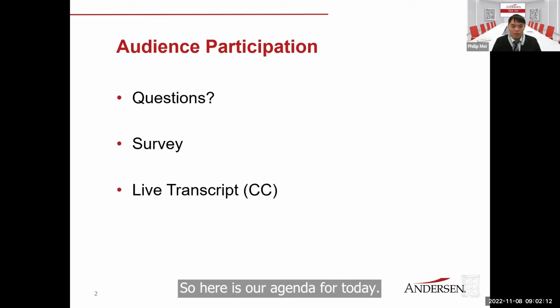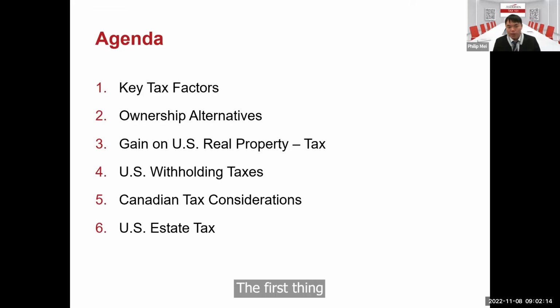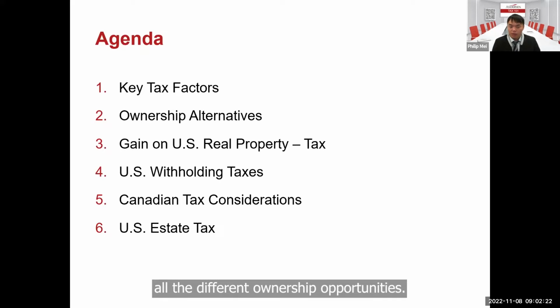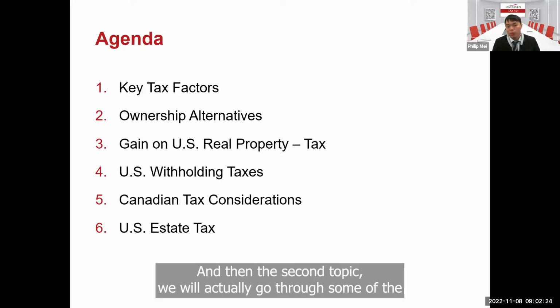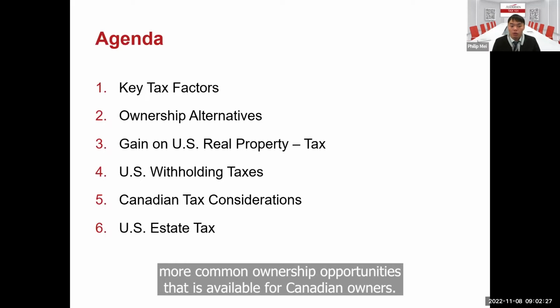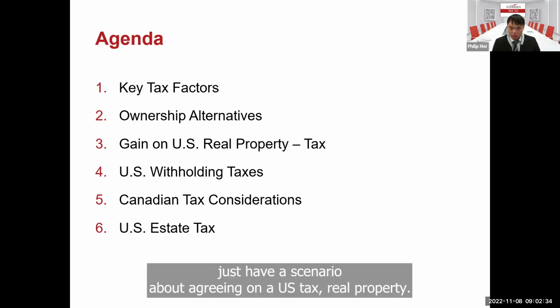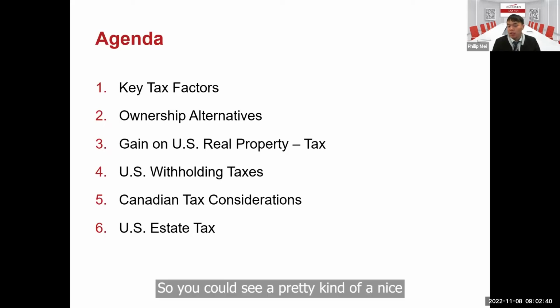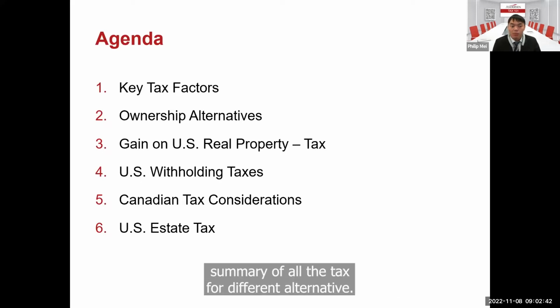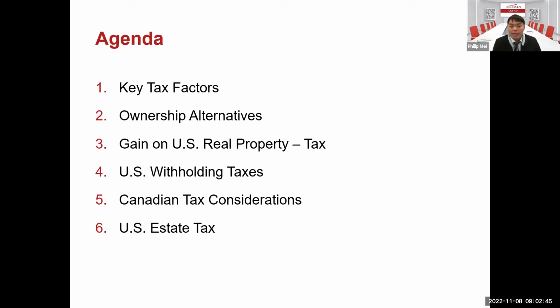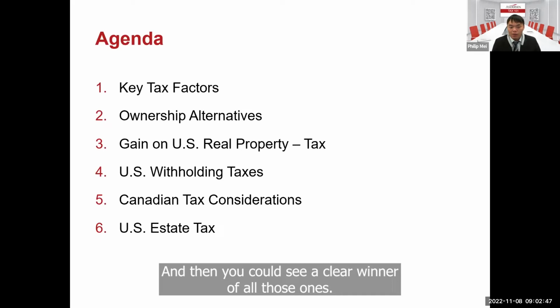So here is our agenda for today. The first thing, we are going to go over some of the key tax factors helping us evaluate all the different ownership alternatives. And then the second topic, we will go through some of the more common ownership alternatives that are available for Canadian owners. The next one, we are going to have a scenario about a gain on a US real property. So you could see a nice summary of all the tax for different alternatives, and then you could see a clear winner out of all those ones.